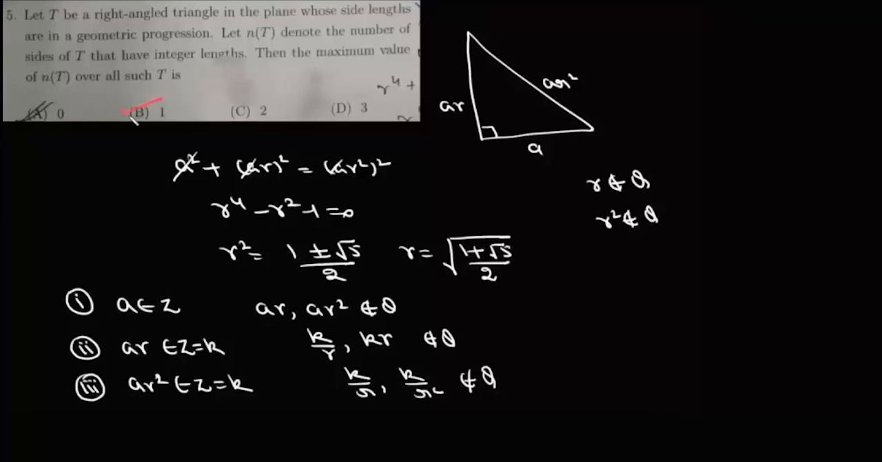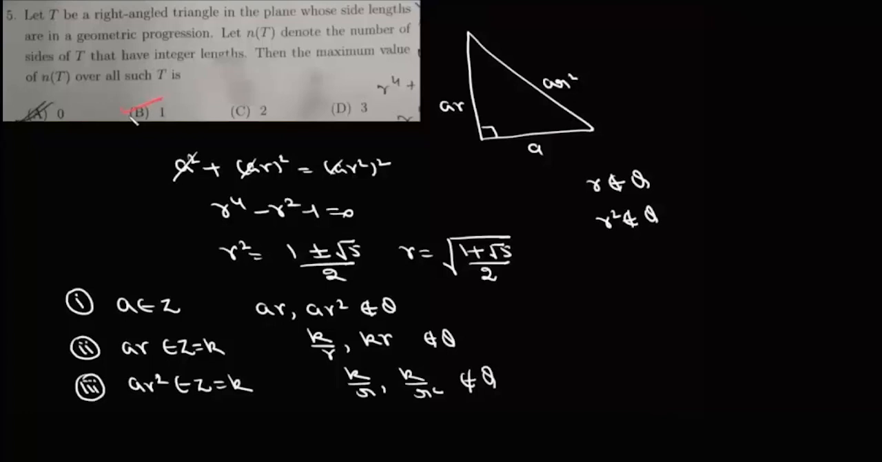Now we'll take the first case when a is an integer. So if a is an integer and we multiply an integer with r and r square, both of them, ar and ar square, will be irrational. So there'll be only one integer side in this case. Now the second case: suppose ar is an integer, say k. Then a is k by r and ar square is k into r. Now k is an integer, so k upon r and k into r, both of them will be irrational. So here also we can have only one integral side.